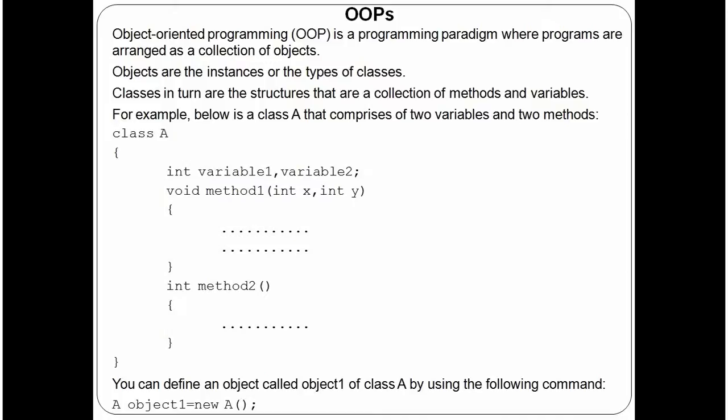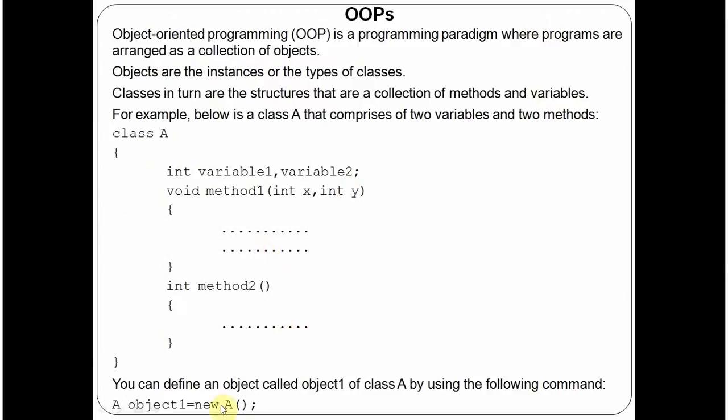The question is, what are objects then? Objects are the instances or the types of the classes. The question might strike you, then what are the classes? Obviously, the classes are the collection of methods and variables. For example, this is a class. This is a small class in which I have mentioned two methods and it comprises two members also, variables. You can have any number of variables, any number of functions, methods you can call them, in a class.